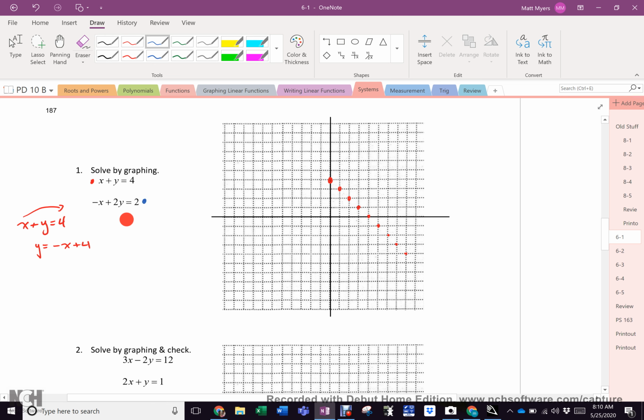And here's the blue one. Negative x plus 2y equals 2. And again, y is not isolated. 2y equals x plus 2. Divide everything by 2. Y equals 1/2 x plus 1. So here I go to 1, and then it's positive 1/2, so it's up 1, right 2. Oh, and look, there's where it crosses.